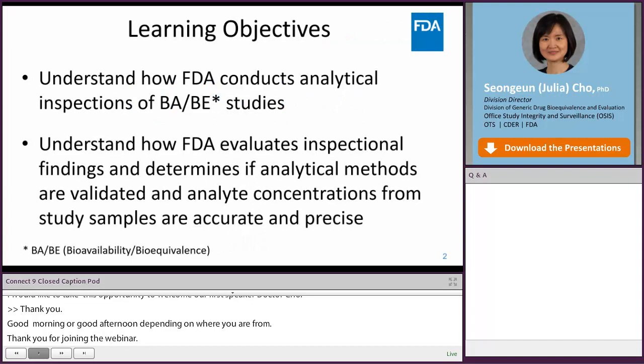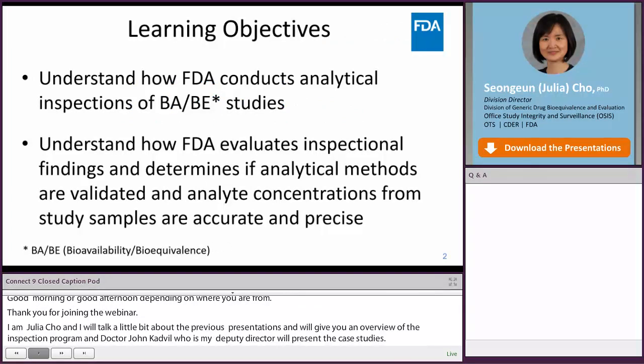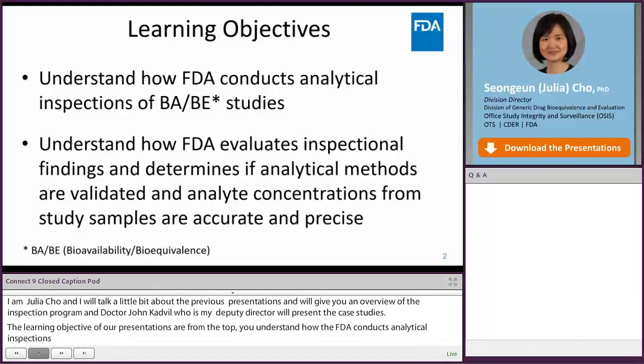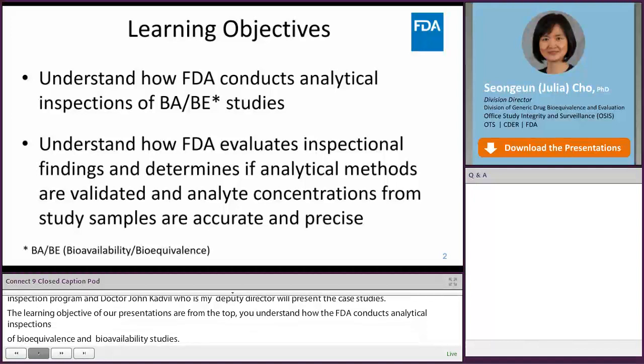The learning objectives of our presentations are, from the talk, you will understand how FDA conducts analytical inspections of bioavailability and bioequivalence studies, which are referred to as BABE studies for the remainder of the talk. And based on these inspections, how FDA evaluates inspectional findings and how we determine if analytical methods are properly validated and analyte concentrations from the study samples are accurate and precise.